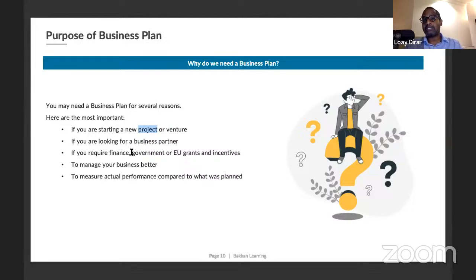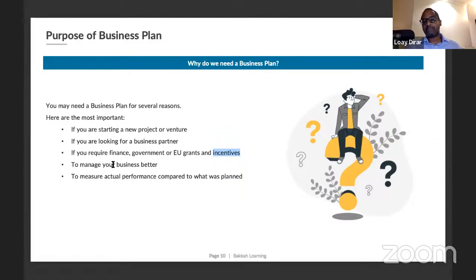So a business plan can also be used to acquire finance, either from banks, or from the government, or from the EU in the form of grants or incentives. Incentives in terms of getting subsidies from the government, tax exemptions, or any kind of incentives.